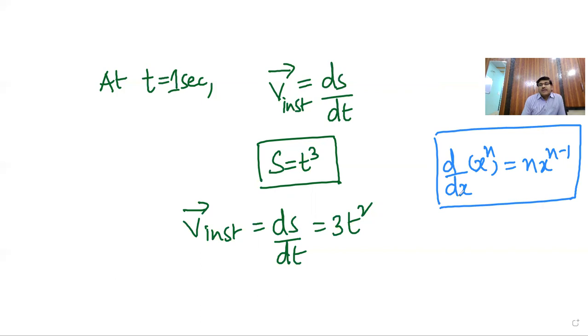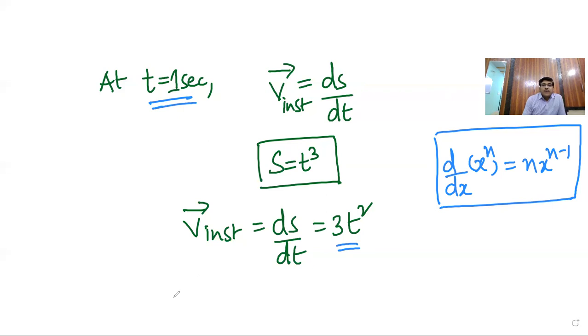Differentiation d by dx of x to the power of n, differentiation with respect to x, is n into x to the power of n minus 1. In place of x, t is there, t cube. So 3 is in place of n, 3 into t to the power of 3 minus 1, that is 2. So 3 t square. But at 1 second we require the velocity.